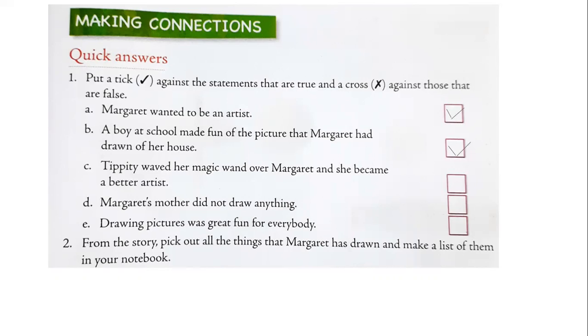The third one. Tippity waved her magic wand over Margaret and she became a better artist. Did Tippity do that? Did Tippity wave her magic wand over Margaret to make her a better artist? No. D. Margaret's mother did not draw anything. Is that true?